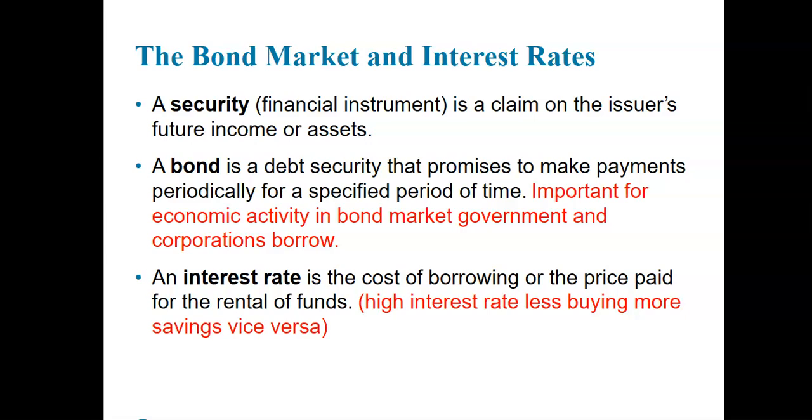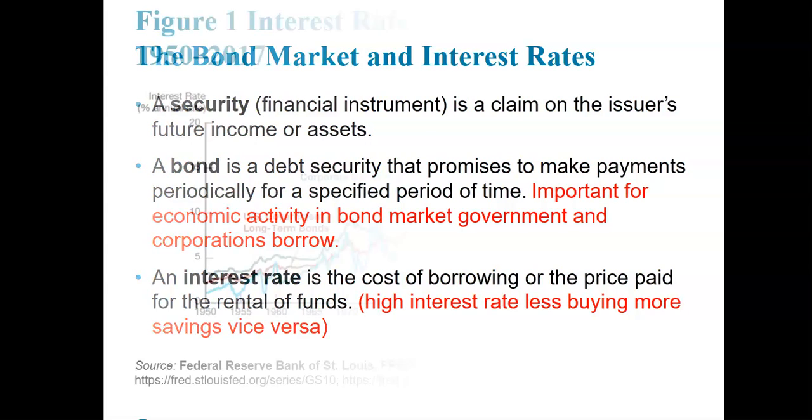The first market we talk about is the bond market. So a bond is a security that promises to make payments over a specific period of time. There are multiple different kinds of bonds. Bonds carry a carrying value and have an interest rate. Interest rate is the cost of borrowing. High interest rate means that we have less buying power and vice versa.